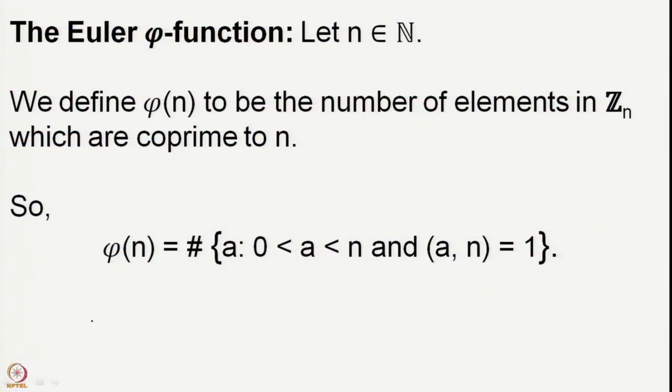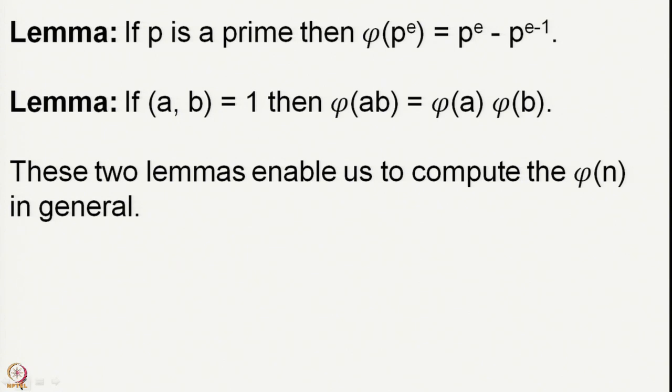Just to recall, we have phi n for every natural number n, and this equality sign here is important only because we should have that phi of 1 be equal to 1. For all others, we will of course not have n here. So, this is our definition of the Euler phi function, phi n, the cardinality of all the numbers from 1 to n which are relatively prime to n. And then we saw these two results: whenever your number is a prime power, then the phi function is given by p power e minus p power e minus 1, and whenever a and b are coprime, then phi ab is phi a into phi b.